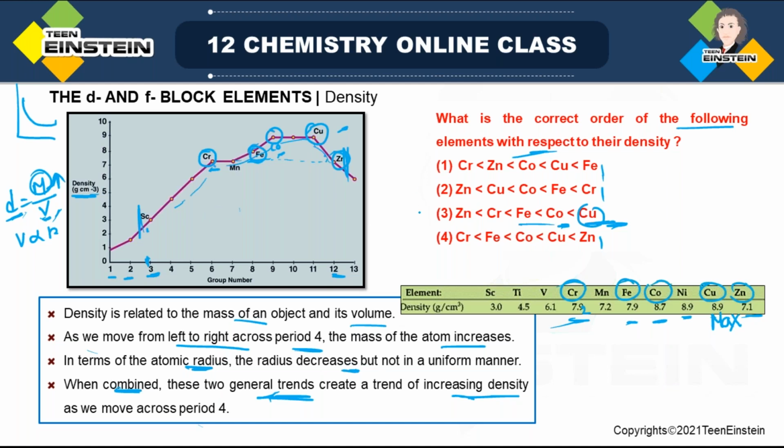Okay. So the correct option is option 3. So is it clear how we can choose the correct option? Just on the basis of the fact that copper has the max value. Any doubt?